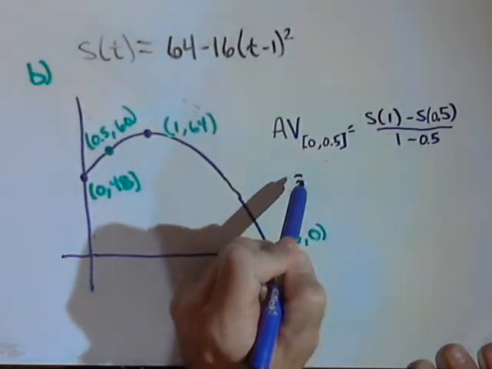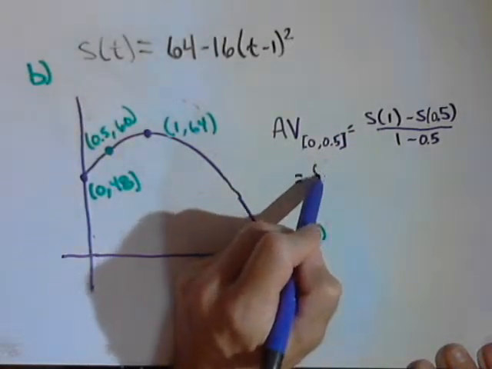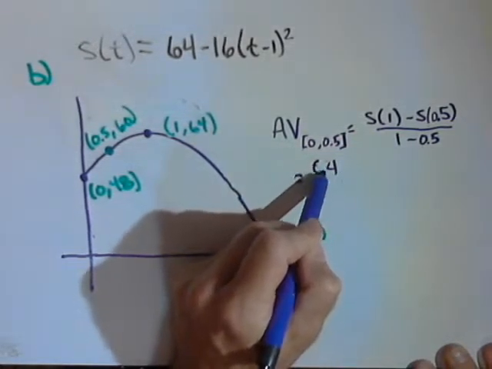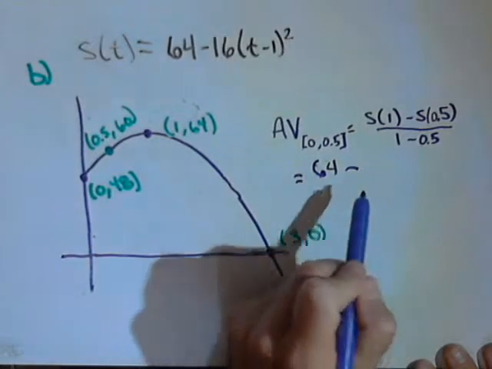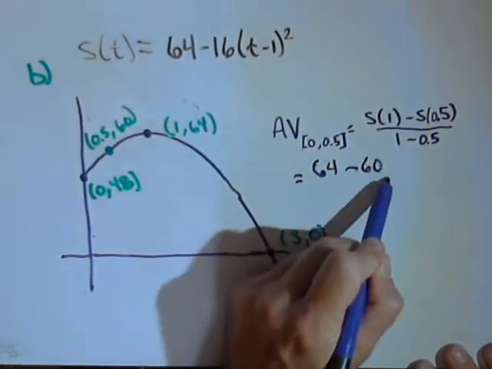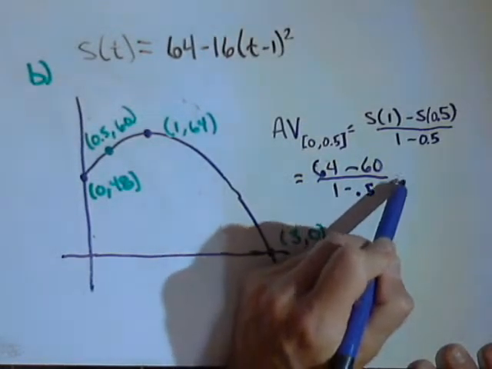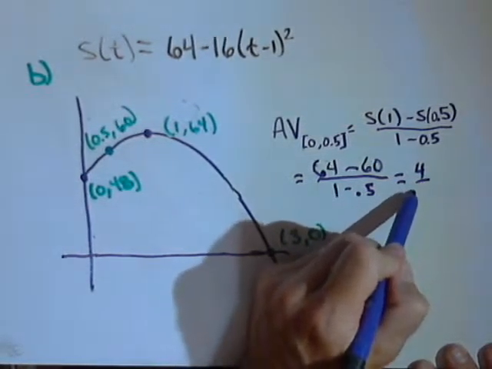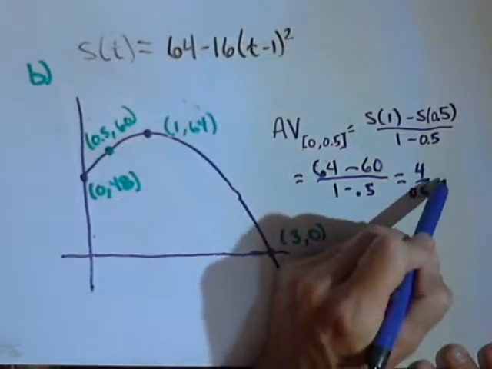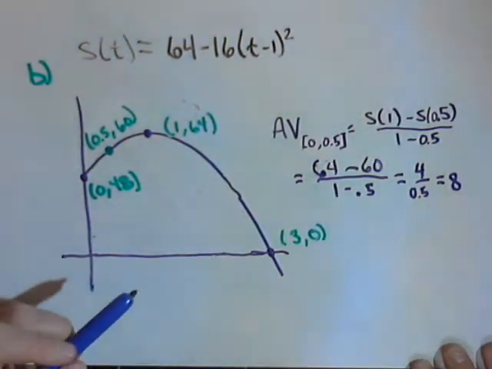So to calculate this expression, s of 1 we said was 64 minus s of 0.5, which is 60, over 1 minus 0.5. Or we have 4 over 0.5, or 8.